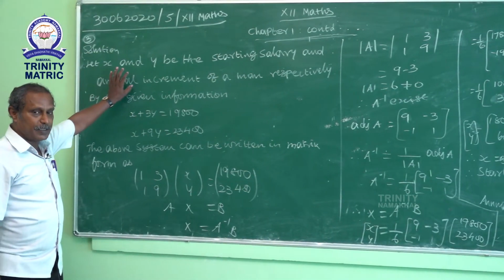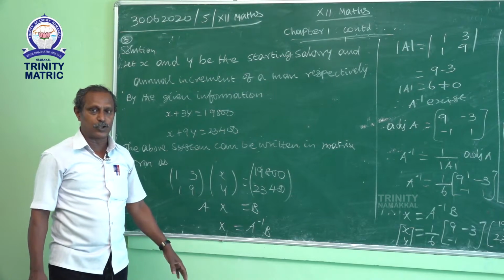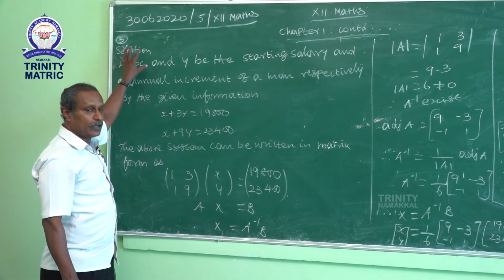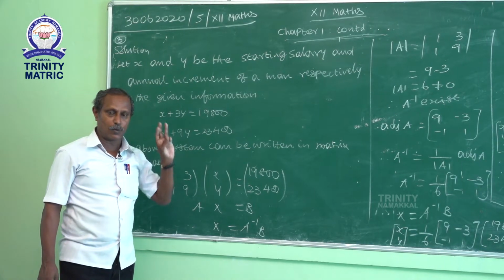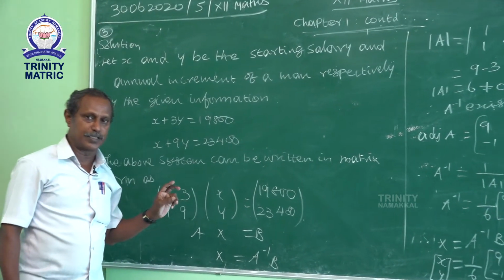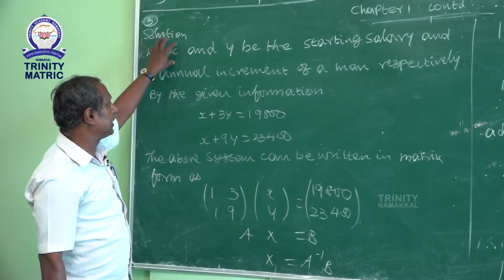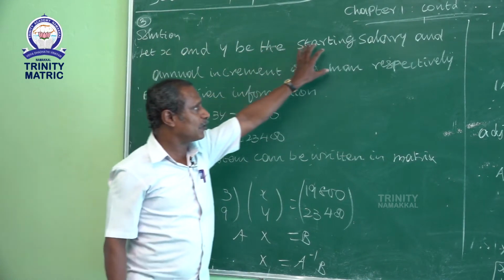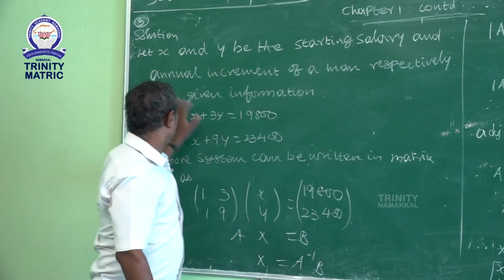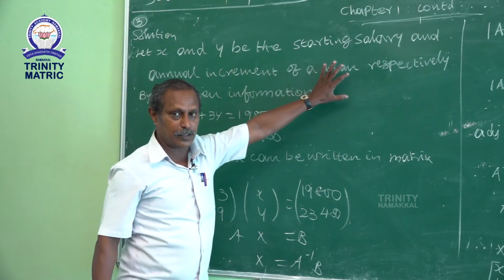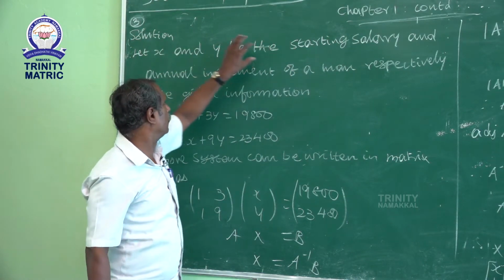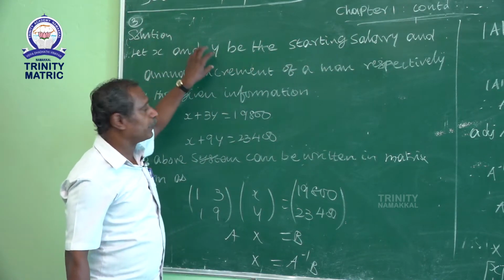First, here there is no variable given, so we have to assume and then solve. Let us assume x and y. Here we have two variables, one is annual increment and another one is salary. So we take the salary as x and annual increment as y. Let x and y be the starting salary and annual increment of a man respectively.